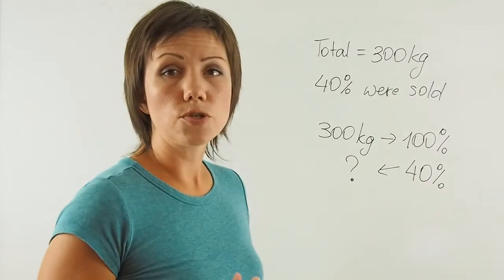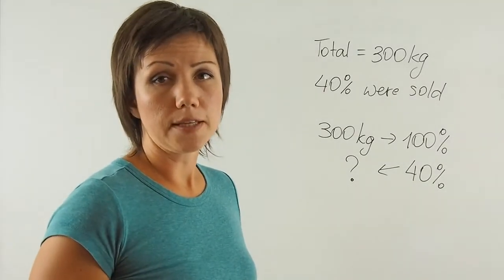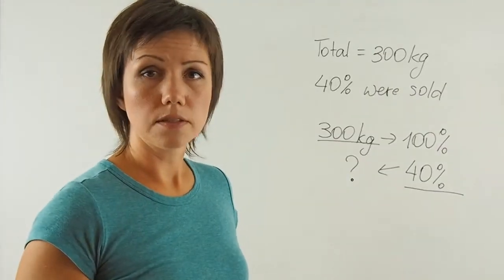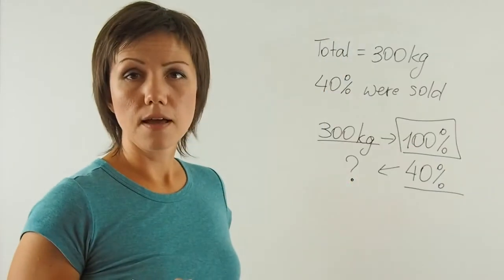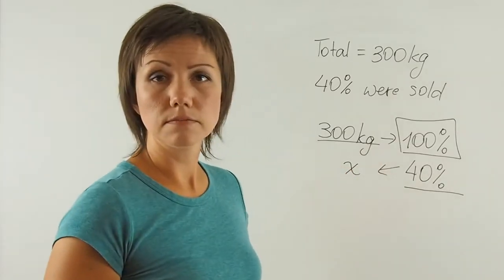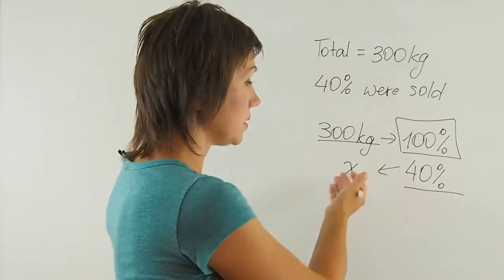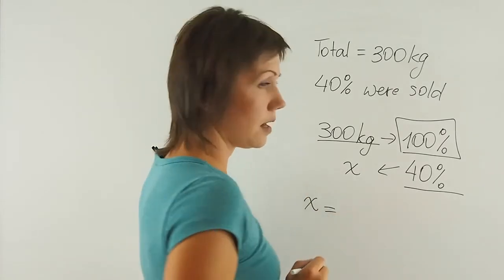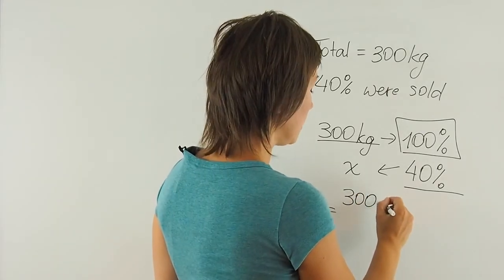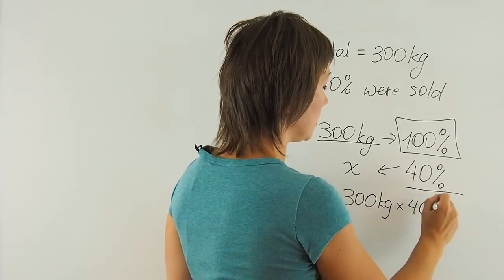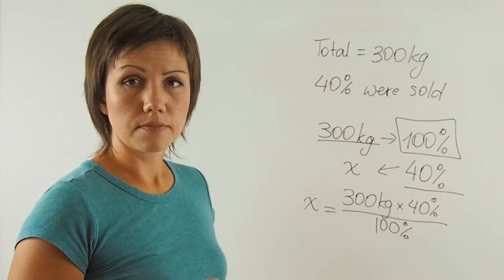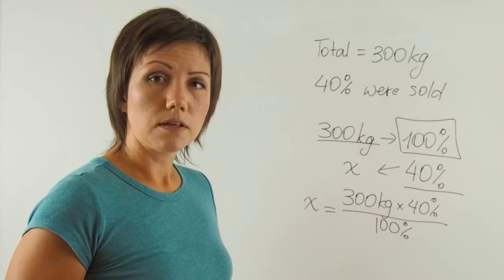In order for us to solve this problem, we need to multiply the number by the percent given and then divide by 100 at the end. So let's label this unknown value X. We don't know how much it is, so we'll label it with a variable, and we'll say that the number of kilograms that we're looking for is X, and it could be found by multiplying 300 kilograms by 40% and divided by 100%. Can you evaluate this number? How many kilograms is that?